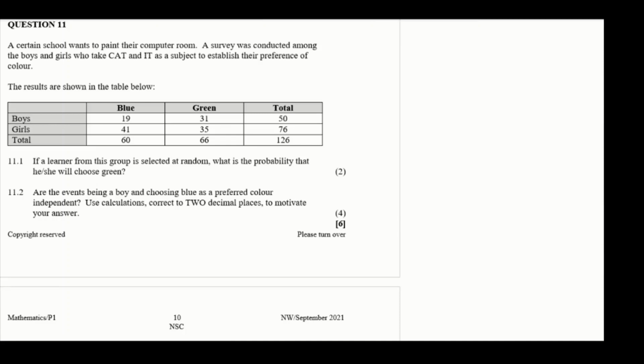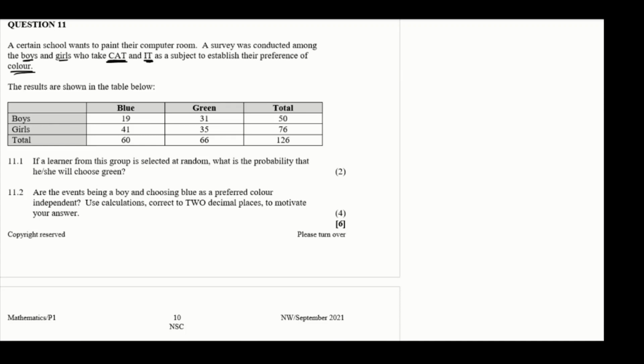Okay, so this is question 11. It reads as follows: a certain school wants to paint their computer room. A survey was conducted among the boys and girls who take CAT, which is the computer subject, and IT. So both CAT and IT as a subject, to establish their preference of color. The results are shown in the table below. So we have boys and girls who have their own preferences on how the computer room should look.